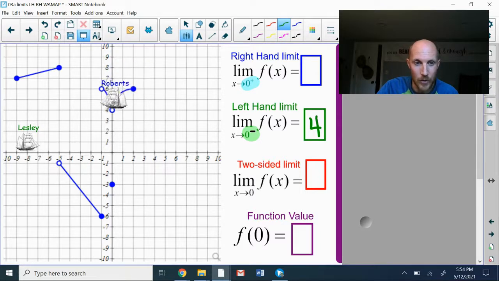So just this little chunk of graph right here is all we need to pay attention to. And as Dread Pirate Roberts sails down this little curvy thing, it seems like his boat is destined to arrive at a height of 4.